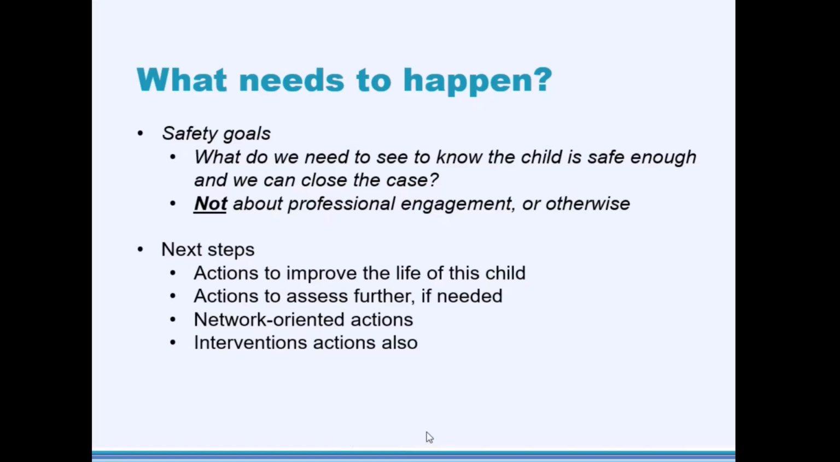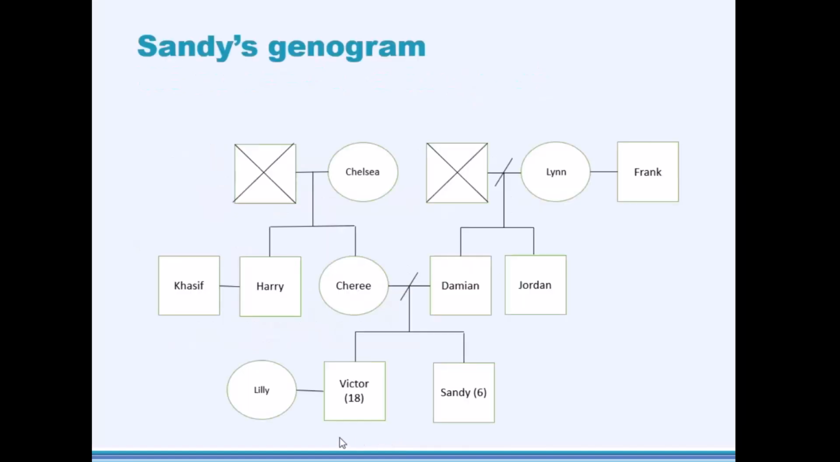Now is a very short case example to demonstrate this. So we have a young man here called Sandy. I'm going to just walk you through the genogram and then show you some information. So here we have Sandy. In a genogram, squares are male, circles are female, and it goes up generationally. So Sandy is 6, his brother is 18, and he has a girlfriend called Lily. Their mum and dad share the same mum and dad.